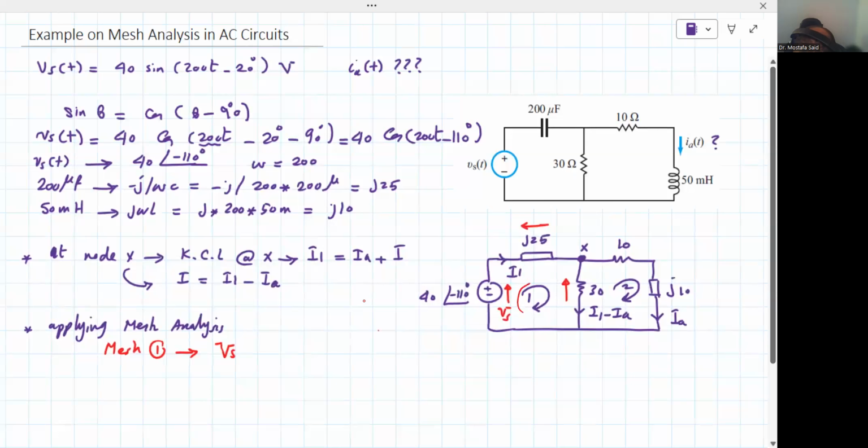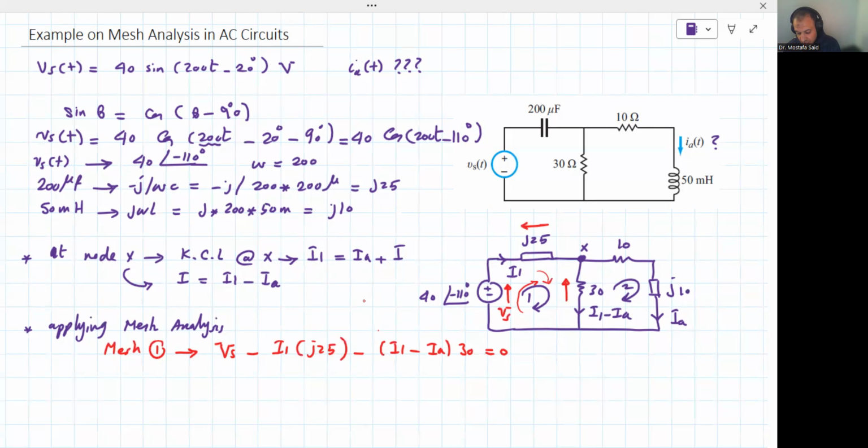When we look like that, we find that the j25 voltage is opposite. So this will be minus the current, which is I1, multiplied by j25. The voltage across an impedance or resistance is the current flowing into it multiplied by its value. We continue looping, and again the voltage across the 30 ohm resistance is opposite to the positive direction, so minus, and the current of the 30 ohms is I1 minus IA. So minus (I1 minus IA) multiplied by 30 equals 0, because there are no other elements in that loop.